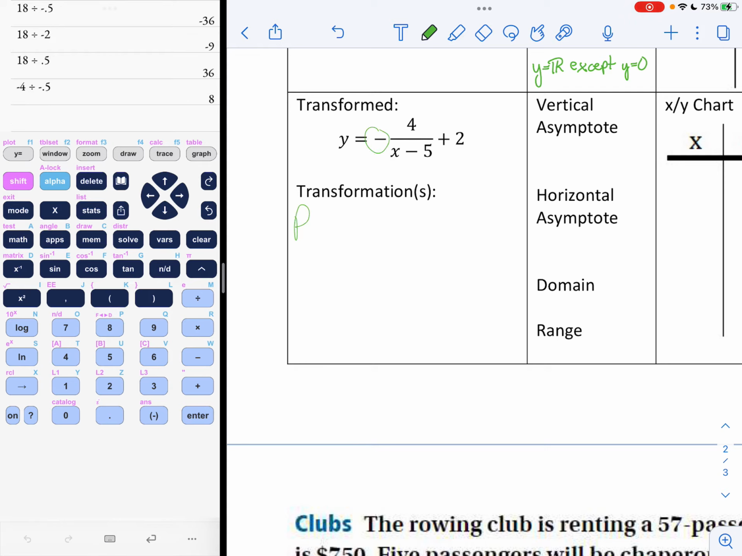The last one we're going to do, we have a couple more transformations to look at. The negative is going to reflect it. The 4 is going to be a vertical stretch of 4. Did I do those on the last one? Well, I'll find out after I do this. The minus 5 is going to be to the right 5 units. And what else? I have this plus 2 in the back. That's going to move it up 2. So the right 5 is going to change our asymptotes, and the up 2 is going to change our asymptotes.